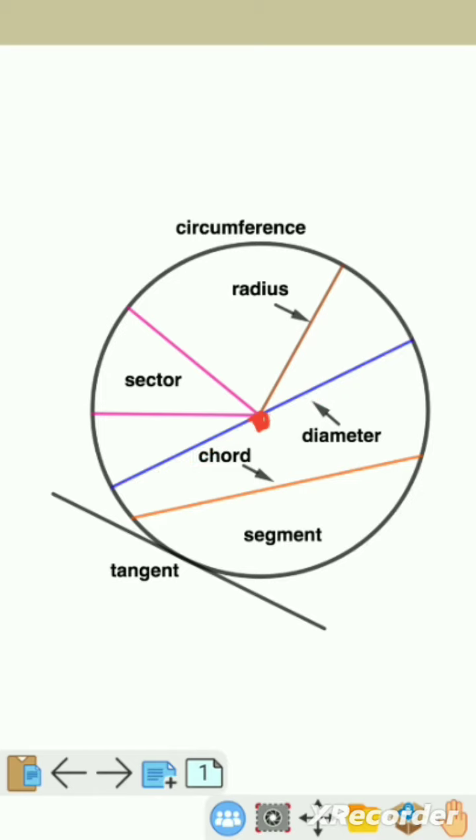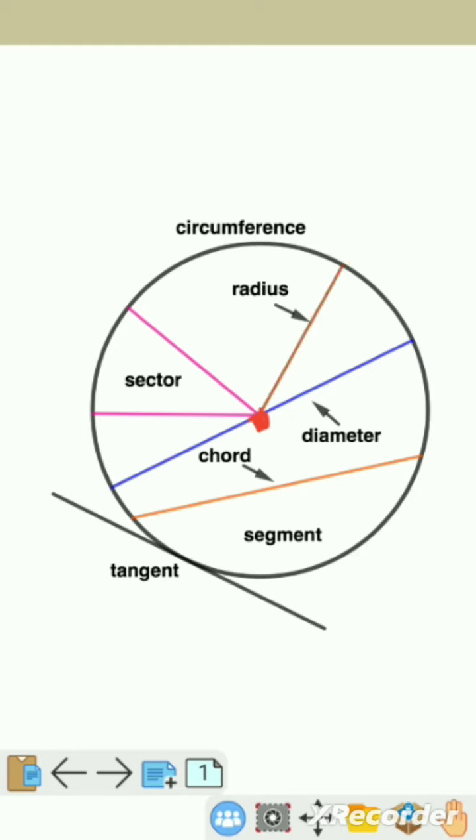Let's look at radius next. So radius is a line which goes from the center of the circle to the circumference of the circle, whereas diameter is from one end to another end of the circle, but radius is from the center to the circumference of a circle.